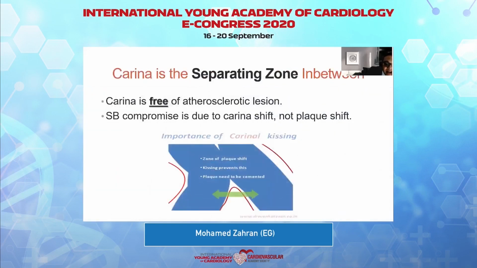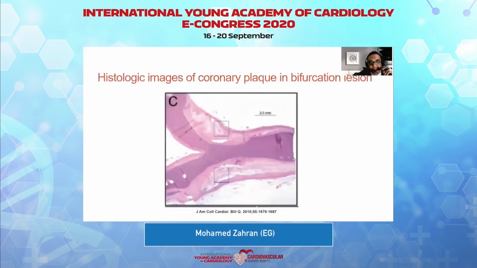So the carina is usually free from atherosclerotic lesion, and the side branch compromise is usually due to carina shift rather than atherosclerotic plaque shift. And there is the importance of the carina kissing, because it actually realigns the carina to the proper place. And as you see here from histology, this was what I was describing to you, that you have the atherosclerosis actually here, while the carina is more or less free.